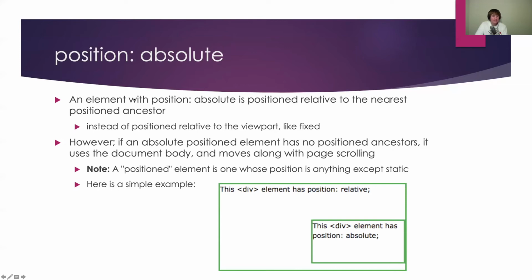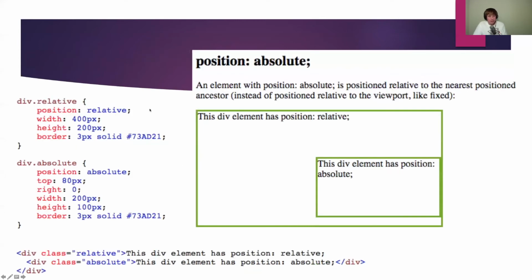In a lot of cases, position absolute and position relative will be similar. They'll act the same. The only difference is when you have a positioned ancestor, then absolute is different. So it's a rare case, but if it has a positioned ancestor, you'll notice a difference there, which we'll take a look at in the code.